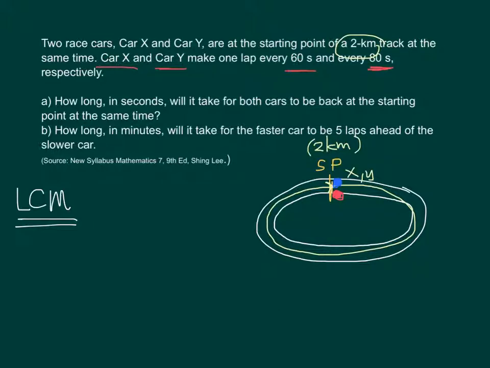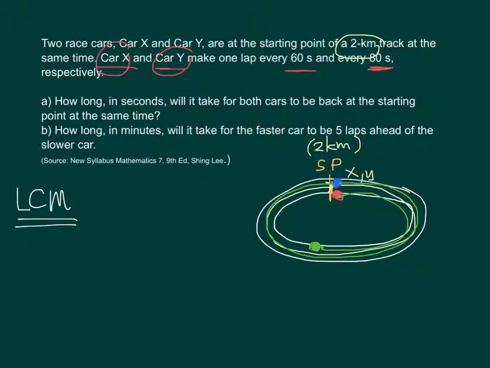So if I have to ask you which one is the faster car, then I hope you will agree with me that the faster car is the one that will travel the shorter time, okay? And that makes car X the faster car and car Y the slower car. So imagine if they move on that path, on the track, we would expect that car X will reach the starting point again at a shorter time than the car Y. So maybe car Y is still here when car X is already at the starting point. So we can't say that after one lap they will be at the starting point at the same time.